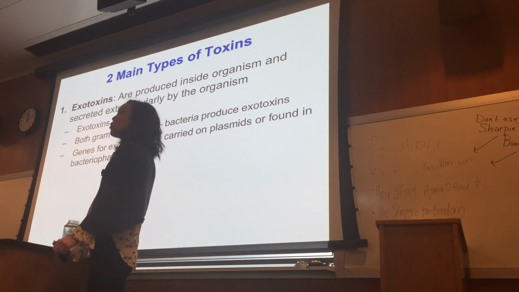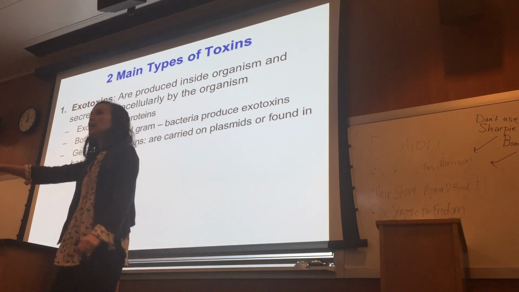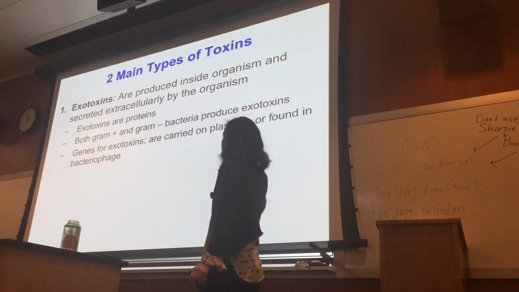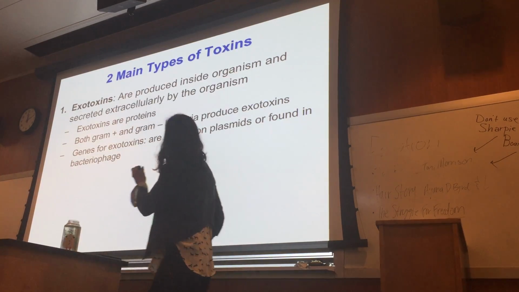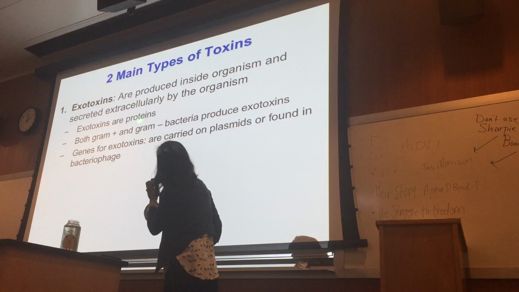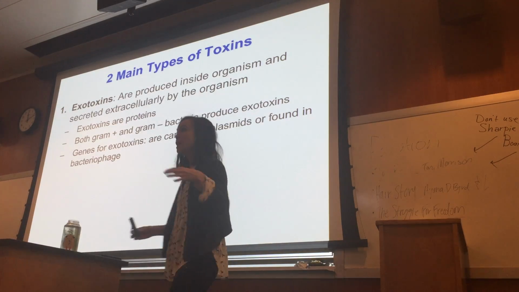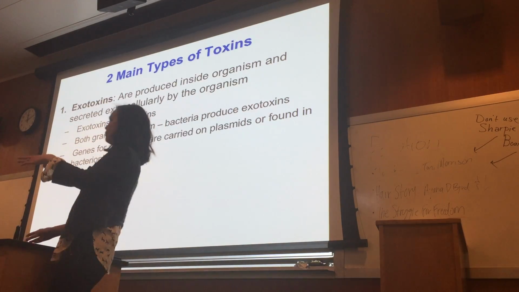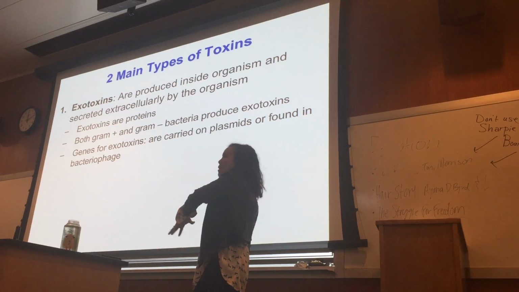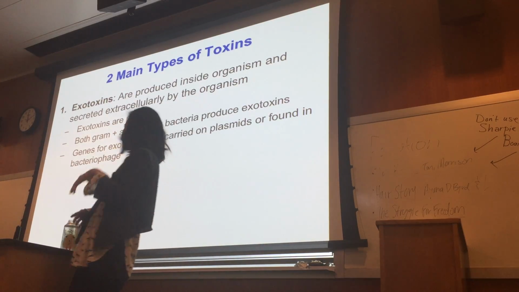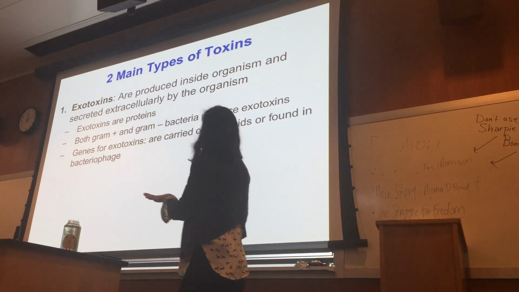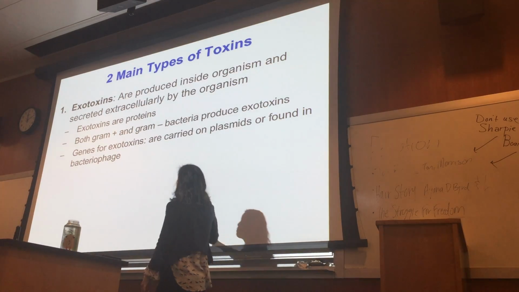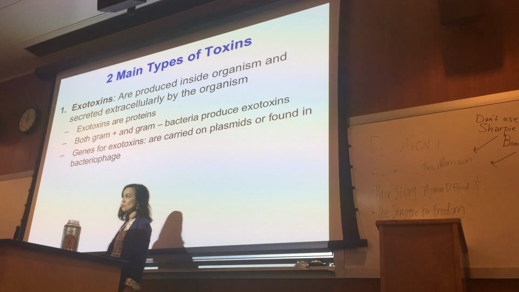And we did say though that really the majority of exotoxins are all protein based. So they're really made up of proteins. And we also said there's not really a rule about like, oh, only gram negatives can do this. It actually crosses both categories. So gram positives can make exotoxins too.